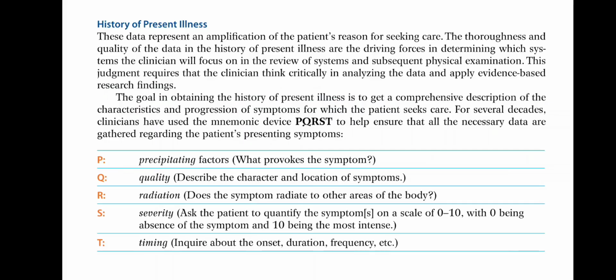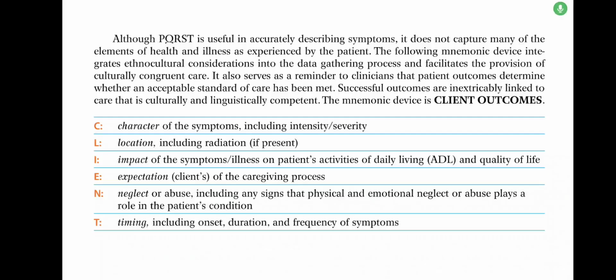S is severity. Ask the patient to quantify the symptom on a scale of 0 to 10, with 0 being absence of the symptom and 10 being the most intense. T is timing. Inquire about the onset, duration, frequency, etc. Although PQRST is useful in accurately describing symptoms, it does not capture many of the elements of health and illness as experienced by the patient.